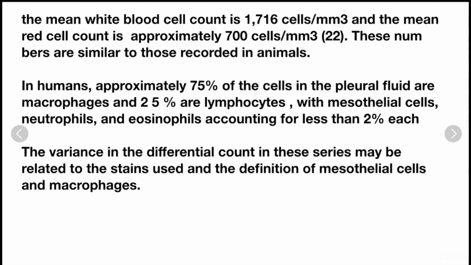Now they are telling the mean white blood cell count was around 1716 cells per cubic mm, and the mean red blood cell count is 700 cells per cubic mm. These numbers are similar to those recorded in other animals. In humans, approximately 75% of the cells in pleural fluid were macrophages and 25% are lymphocytes, with mesothelial cells, neutrophils, and eosinophils accounting for less than 2%. So other cells are less than 2%, but lymphocytes are 25%, and macrophages were 75%.